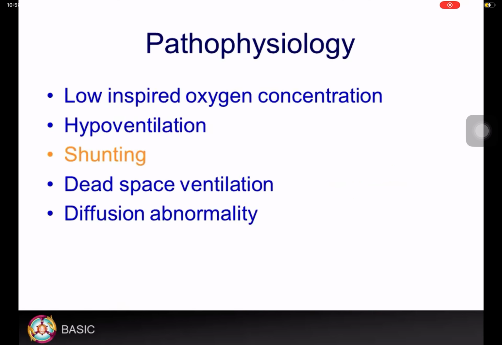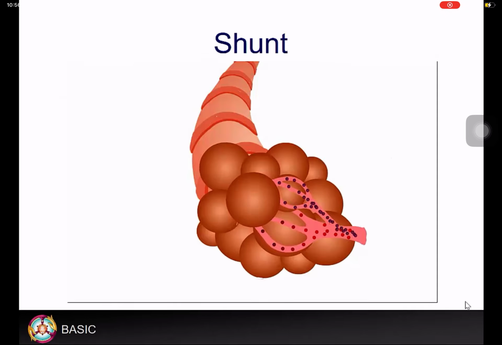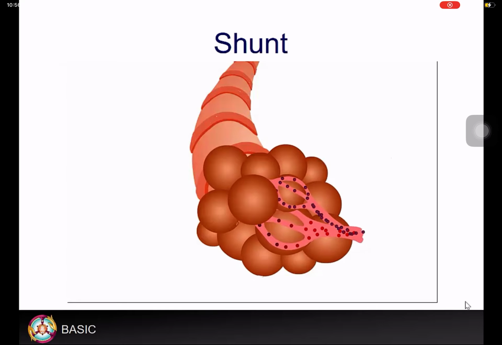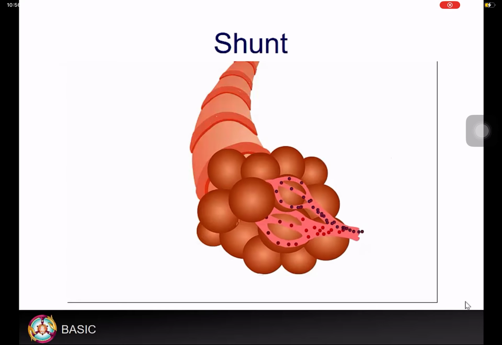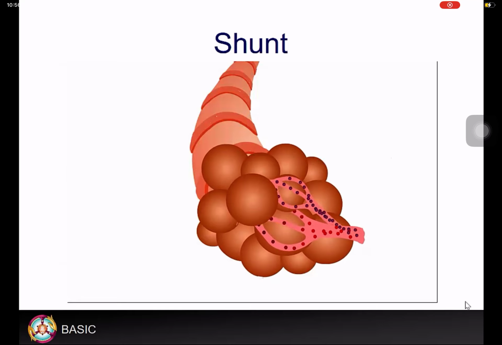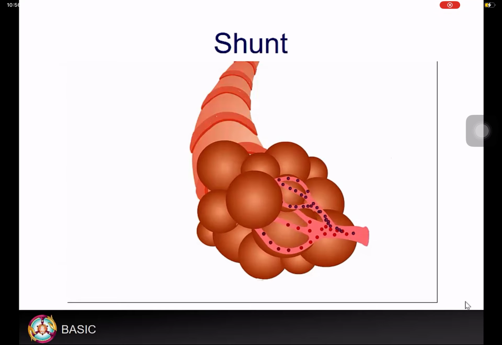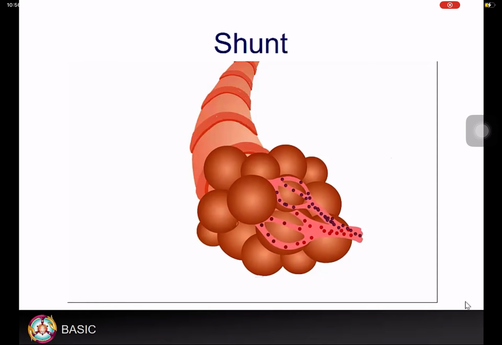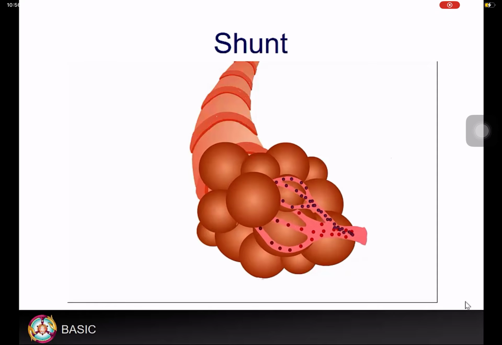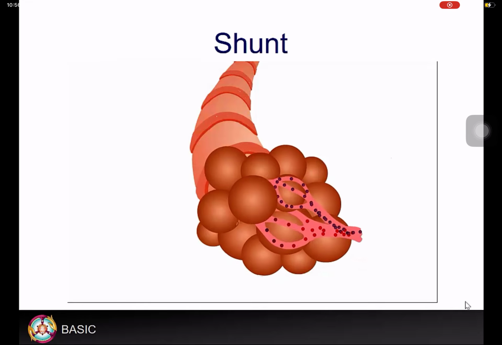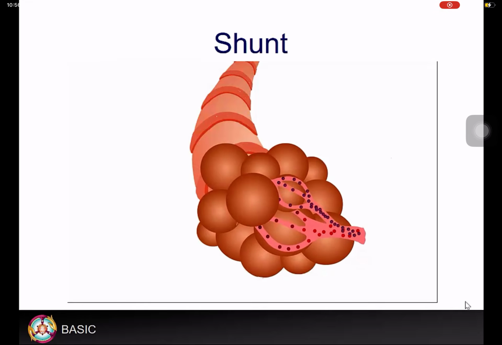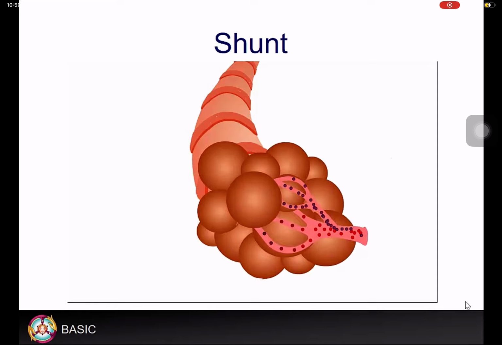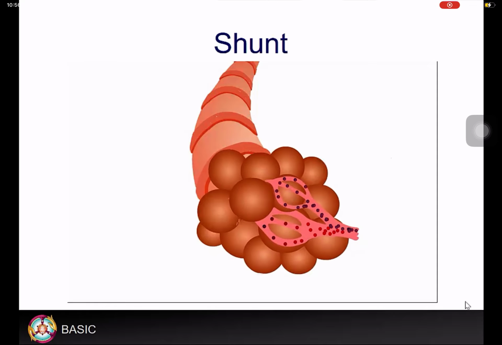Shunting is the most common cause of hypoxemic respiratory failure in ICU patients. It is a form of ventilation-perfusion mismatch in which alveoli, which are not ventilated, for example due to collapse or pus or edema fluid, are still perfused. Because the alveoli are not ventilated, blood perfusing these alveoli remains poorly oxygenated, with the result that the blood leaving the lungs is not fully saturated.